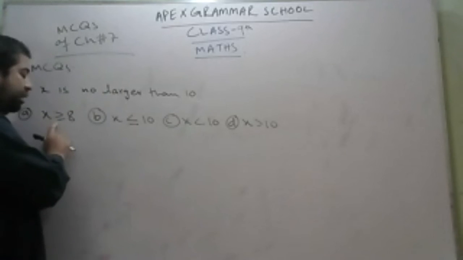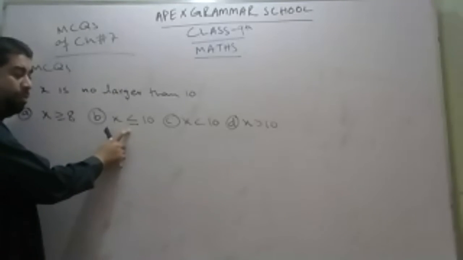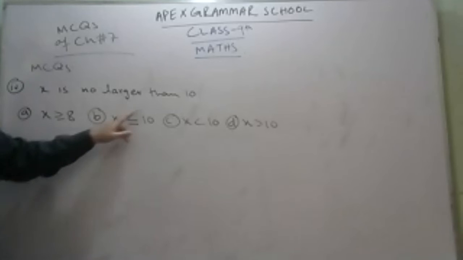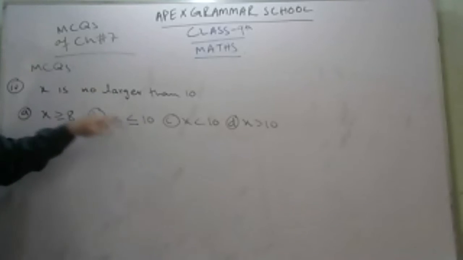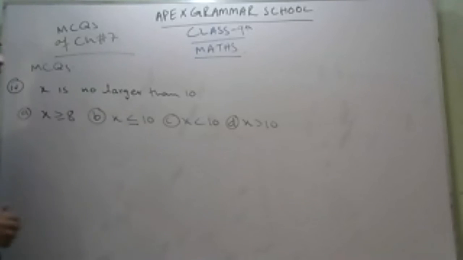So this option is not correct. This option can be correct because x is less than 10 or x can be equal to 10. Both meanings are defined here. So option B is correct.